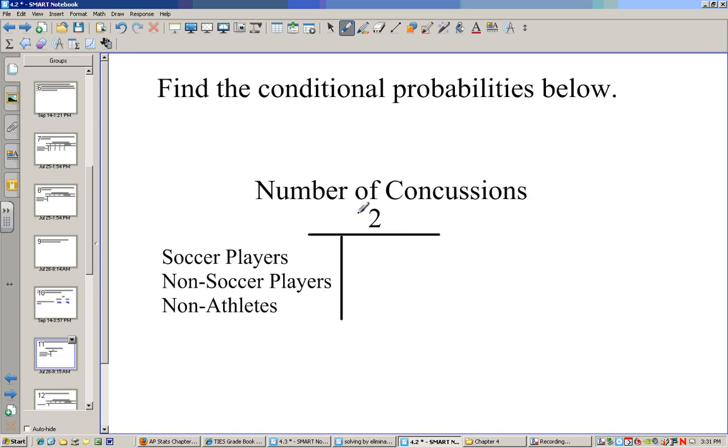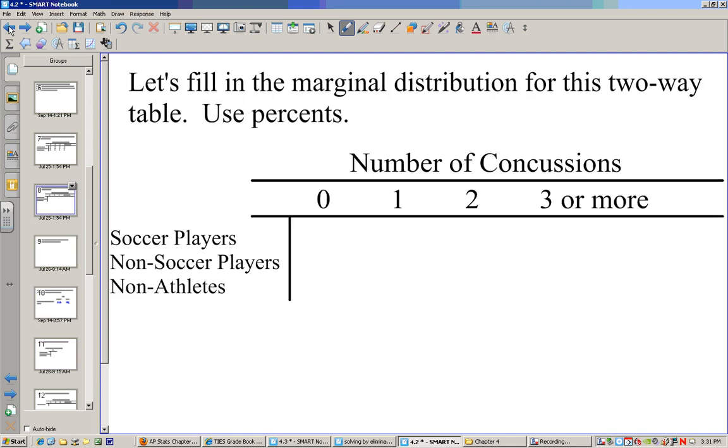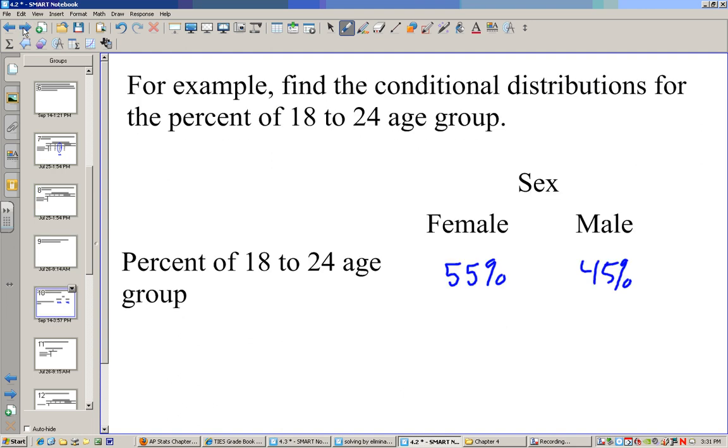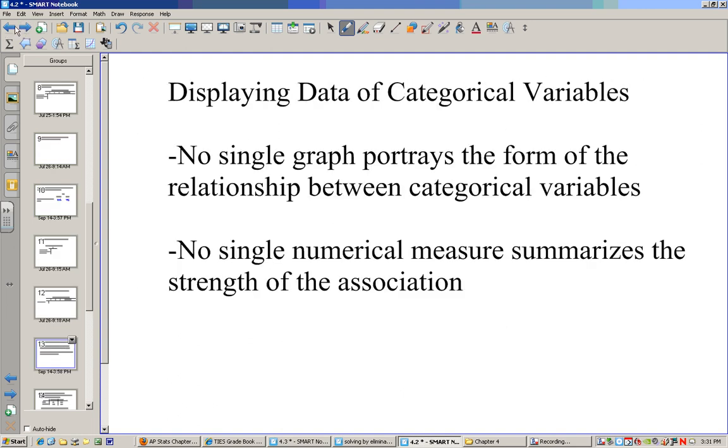Now if I want to find out the distribution of the conditional probabilities of getting 2 concussions, if I go back to my concussions, here it looks like there's 22. So 11 out of 22, which is 50%.